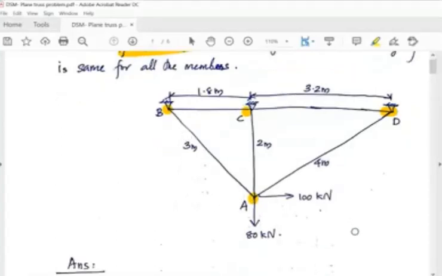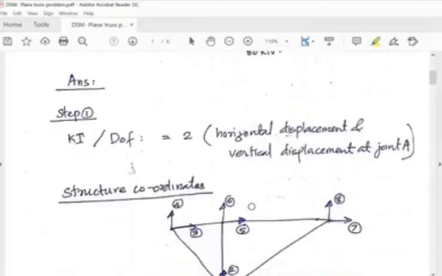So the procedure is the same as that of the direct stiffness method for continuous beams. The only difference is that you have to formulate the stiffness matrix in global coordinates. In continuous beams, there is only one coordinate system; the axis of the beam lies along the global axis itself. But here the axis of each member is oriented in a different direction, so you have to convert everything into the global direction. That is the only difference between the continuous beam and truss problem. Now I'll move to the first step.